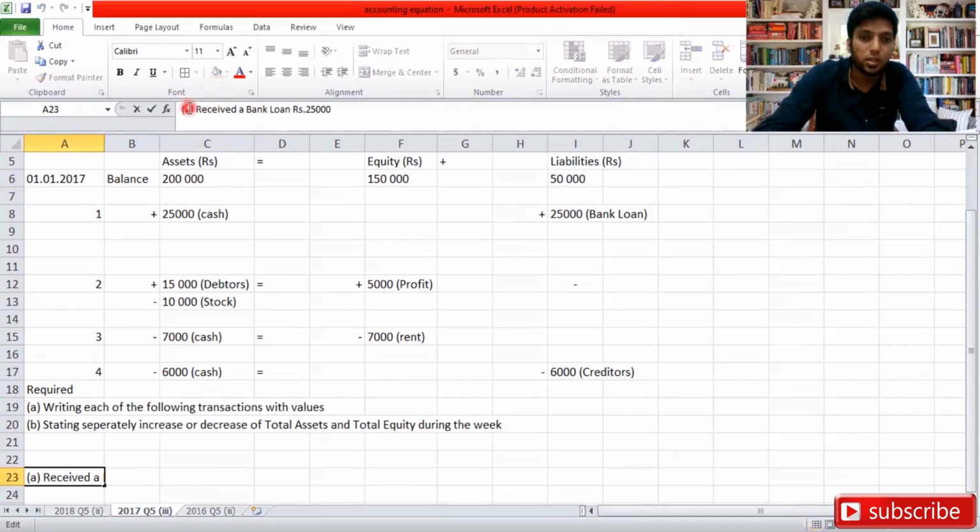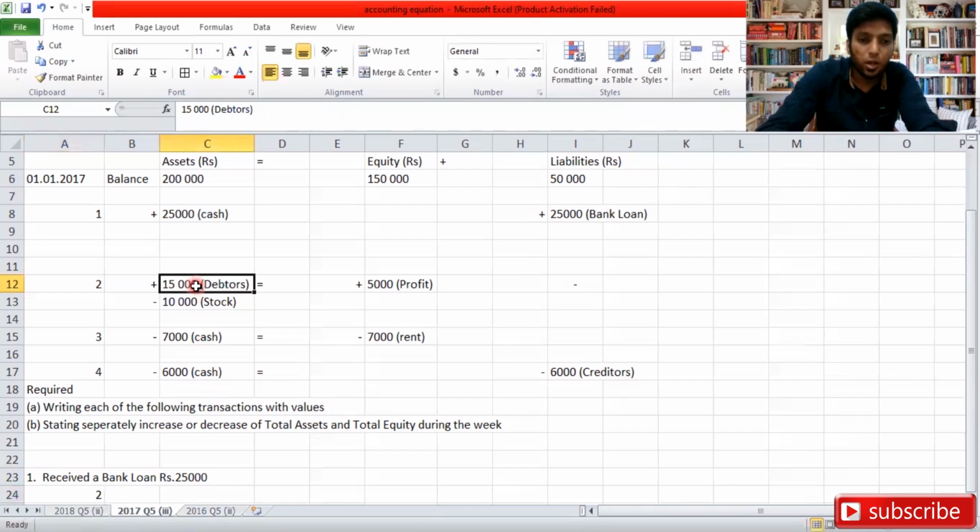Let's move on to the second adjustment. The second adjustment says that you have sold stock worth 10,000, because you can see that 10,000 worth of stock has gone out of the business, and you are getting debtors. So you have sold the goods on credit, and you are getting a 5,000 profit because you have made a sale.